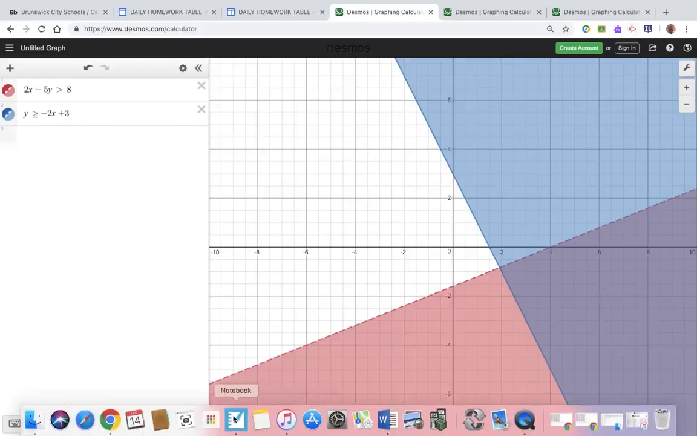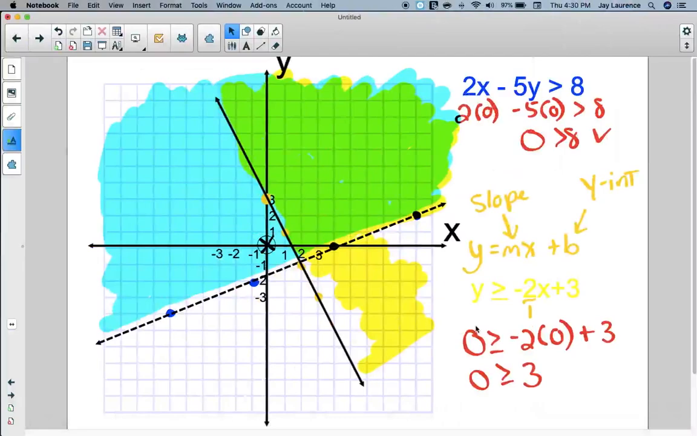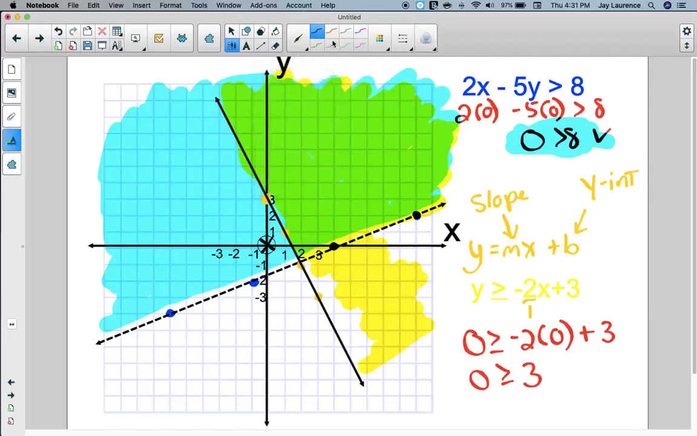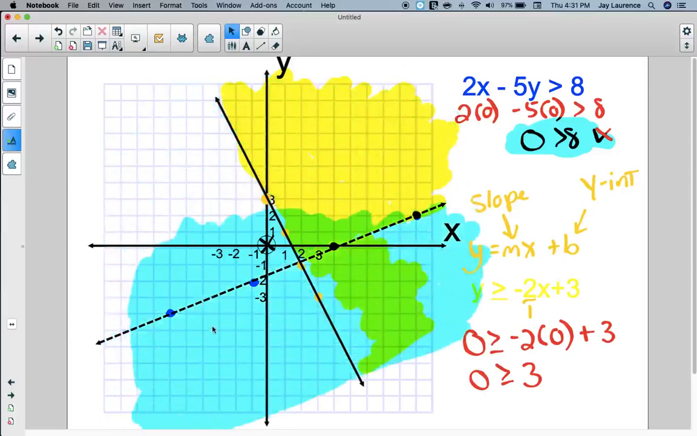Let's go back and find it. Oh, I see it right here. How did I not catch it? Hopefully you caught it. Right here, 0 is greater than 8. That's not a true statement, silly Mr. Lawrence. So, I've got a mistake. I shouldn't have shaded above the dotted line. I should have shaded below it.